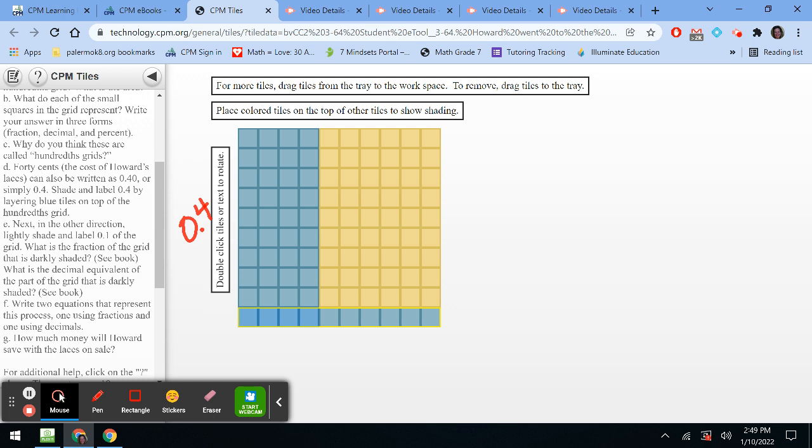So I'm going to also label this 0. Oh, I didn't pick my pen, my bad. So I have 0 and 1/10. So again, I need to label it. Okay.